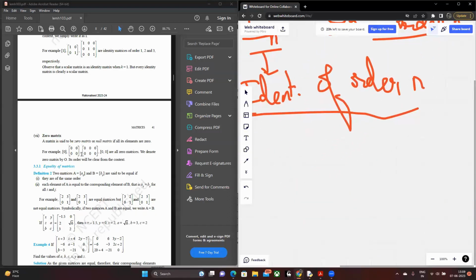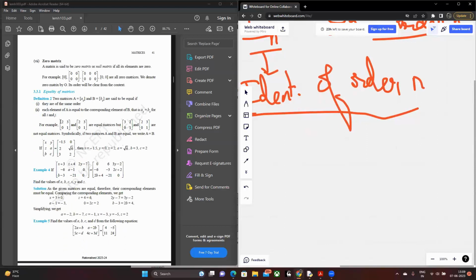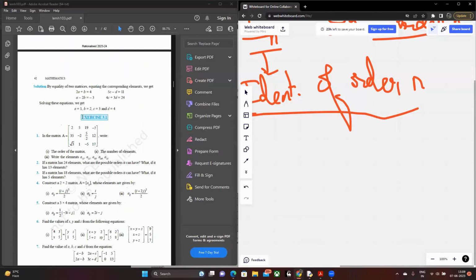All right. Now then you go to equality, where if two matrices are equal, then each and every element in the same place is equal. So basically, if A is aij and B is bij, then aij is equal to bij for every i and j. That is the definition of the equality of matrices.